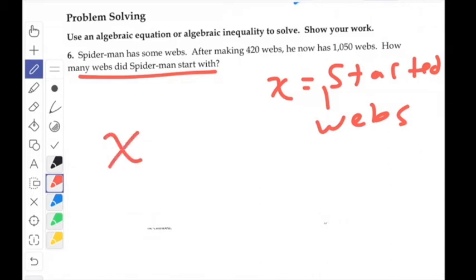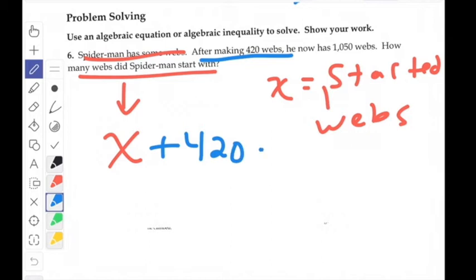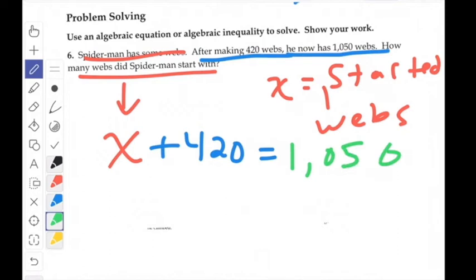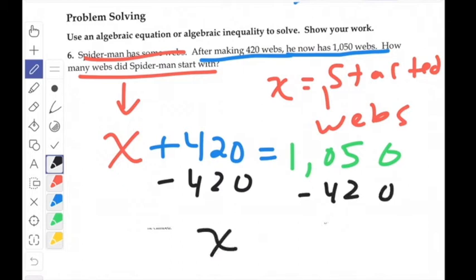So it says X, he has some webs. That's the X. Then it says after making 420 more. So if he makes more, we're going to add 420. This will equal, because he now has 1,050. So what we need to do is isolate the variable. So subtract 420. Subtract 420, the inverse operation. X will equal 630. So the answer is going to be 630.